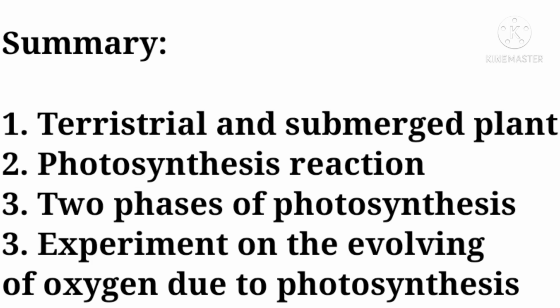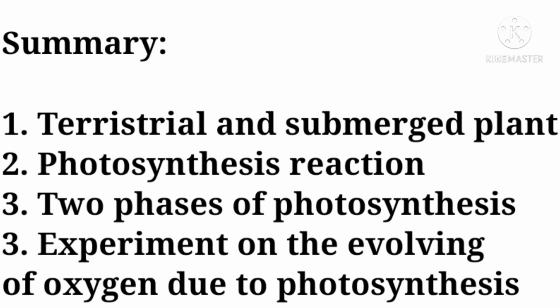Let's summarize our today's lesson. What we have learned from today's class. What is a terrestrial and submerged plant? Terrestrial plants are the plants which grow on land and absorb water through their root hair. These are called terrestrial plants. And the submerged plants are the plants which absorb water through their body surface and grow inside water. Submerged plants are also called aquatic plants.